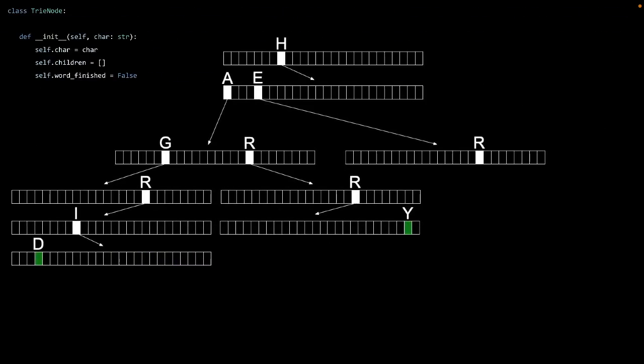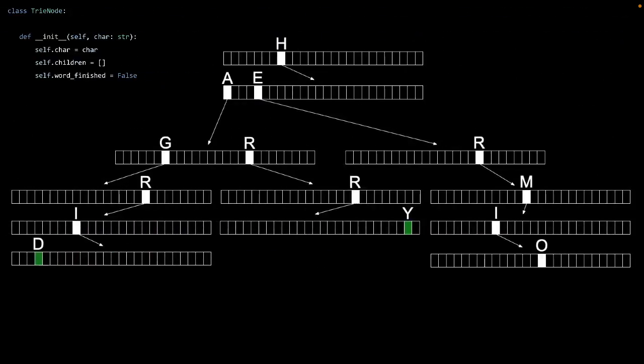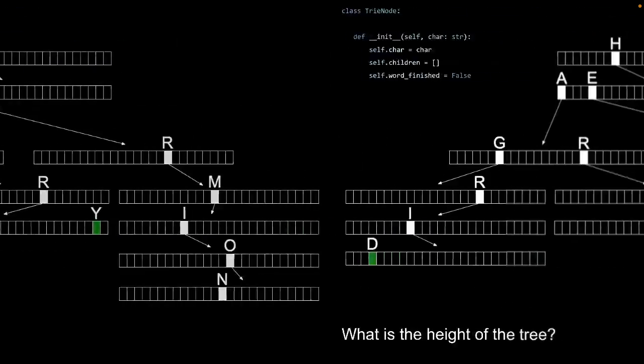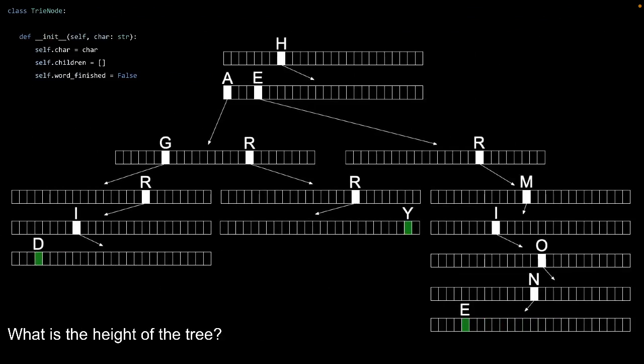So let's go ahead and pose a question right here. Let me see where I posed it. I think that's the same slide right there. Oh, I'm adding Hermione. So you can see Hermione's over there. And again, indicated in green is the trie node with the word finish equal to true. What is the height of this tree?